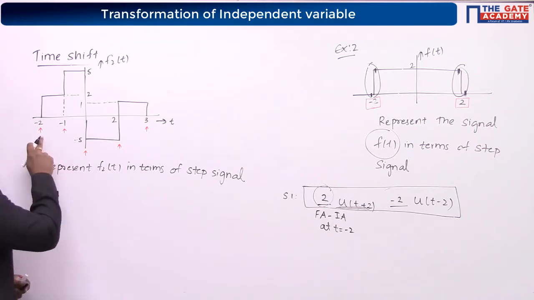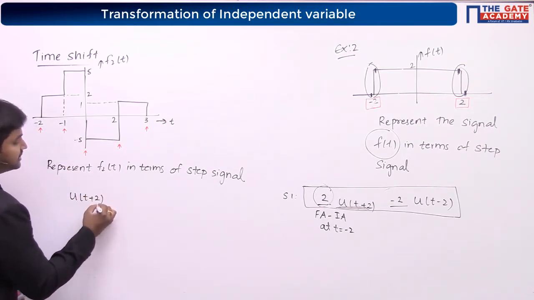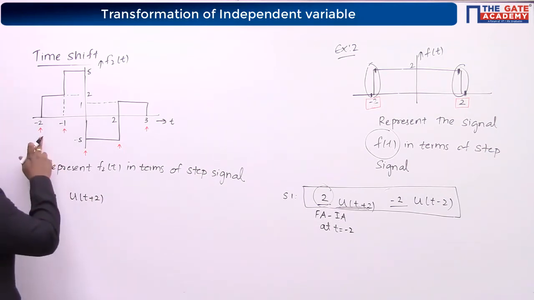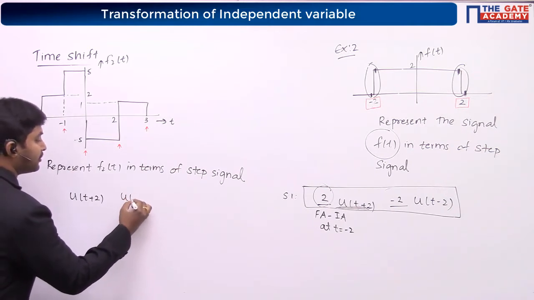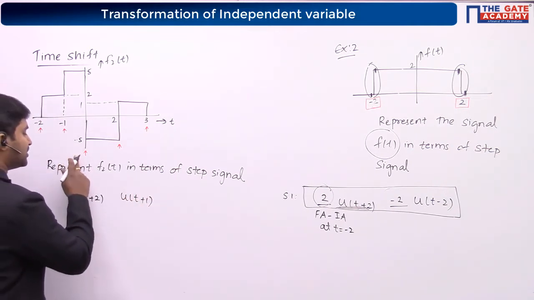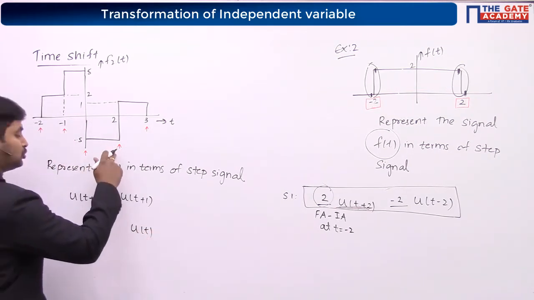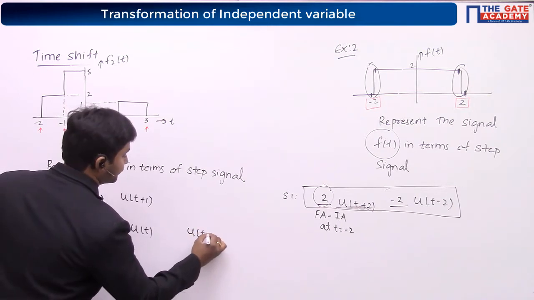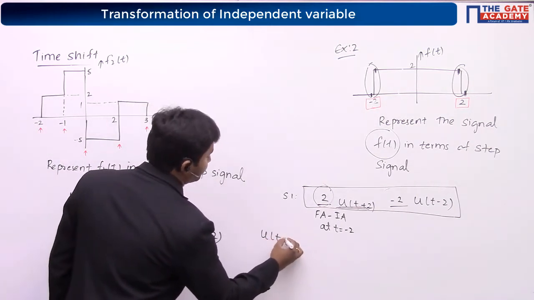So here at t is equal to minus 2, there is a step. So I can write it as u of t plus 2. At t is equal to minus 1, there is a step: u of t plus 1. At t is equal to 0, there is a step: u of t. At t is equal to 2, there is a step: u of t minus 2. At t is equal to 3, there is a step: u of t minus 3.